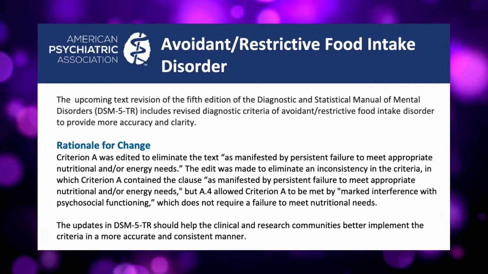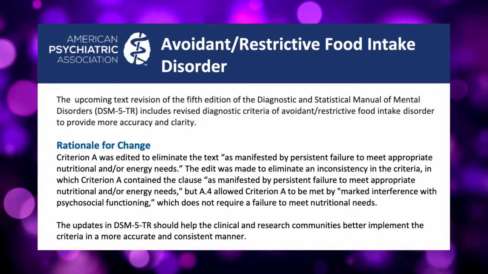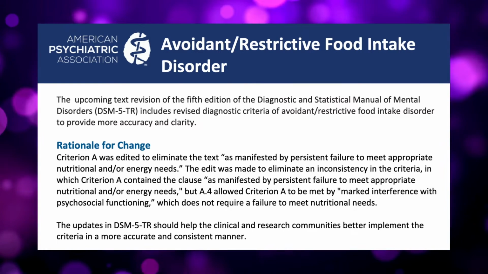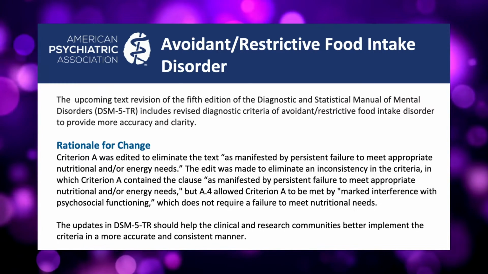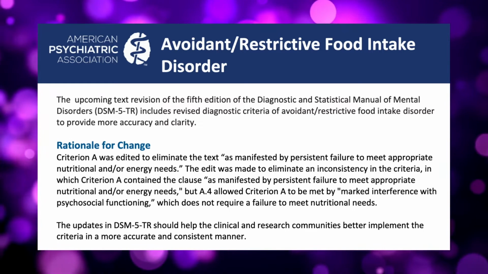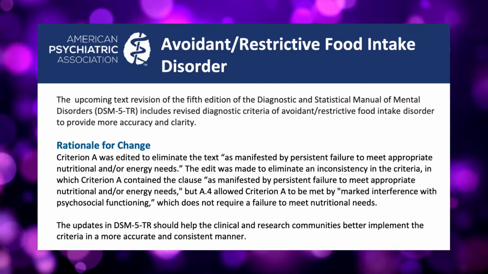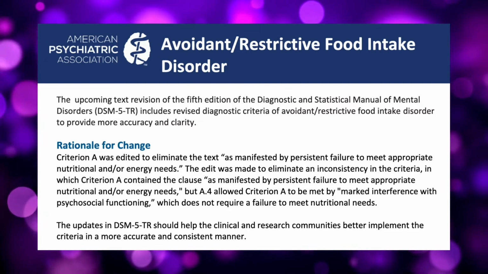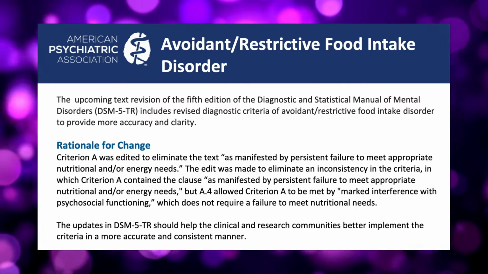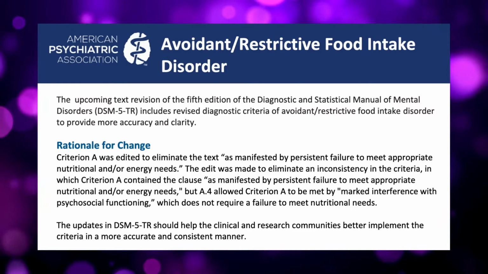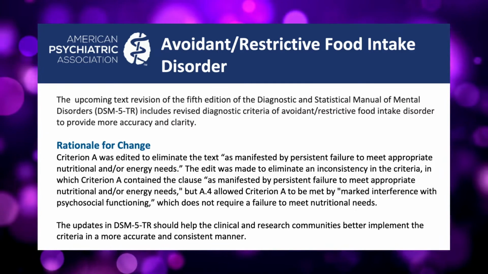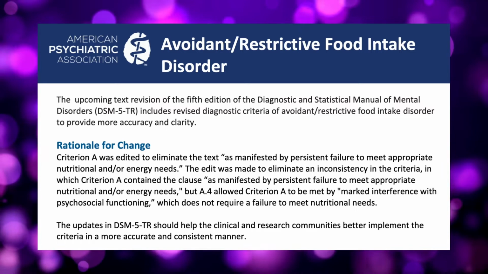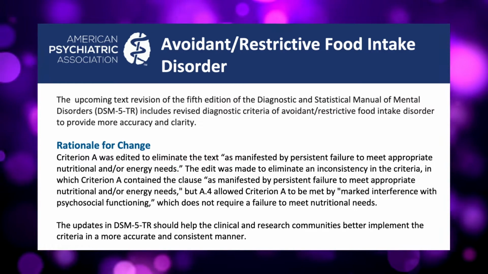The upcoming text revision, the DSM-5-TR, includes revised diagnostic criteria of avoidant restrictive food intake disorder to provide more accuracy and clarity. Rationale for change: Criterion A was edited to eliminate the text "as manifested by persistent failure to meet appropriate nutritional and/or energy needs." The edit was made to eliminate an inconsistency in the criteria in which criterion A contained the clause "as manifested by persistent failure to meet appropriate nutritional and/or energy needs," but A.4 allowed criterion A to be met by marked interference with psychosocial functioning, which does not require a failure to meet nutritional needs. The updates in DSM-5-TR should help the clinical and research communities better implement the criteria in a more accurate and consistent manner.